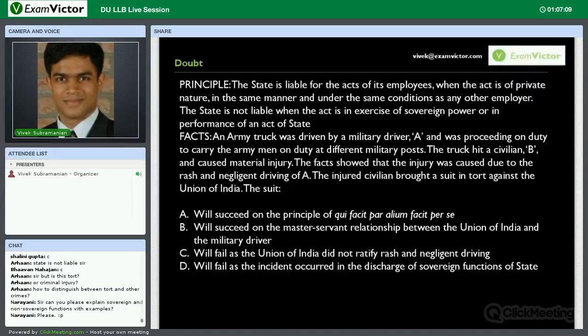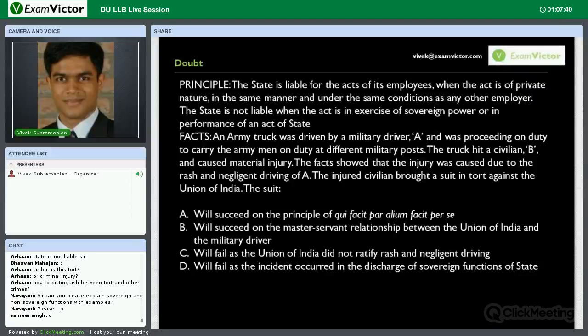Now on the facts of the case, we see that an army truck was driven by a military driver A and was proceeding on duty to carry the army men on duty at different military posts. The truck was ferrying army men to different posts and it was being driven by a military driver. The truck hit a civilian B and caused material injury. The facts show that the injury was caused due to the rash and negligent driving of A. The injured civilian brought a suit in tort against the Union of India.